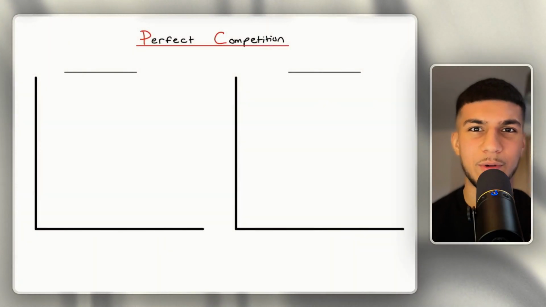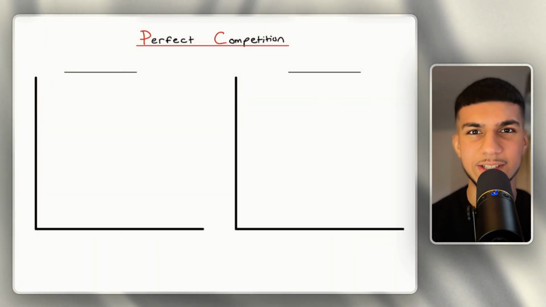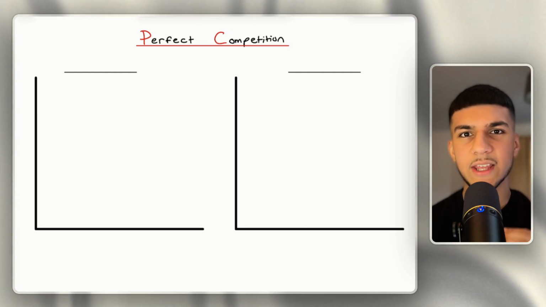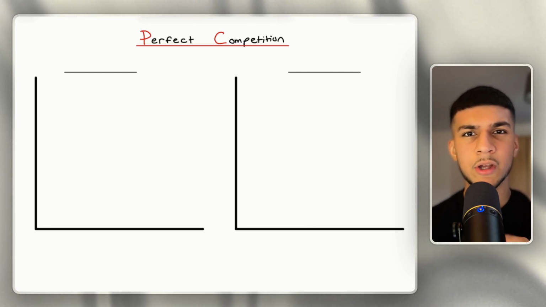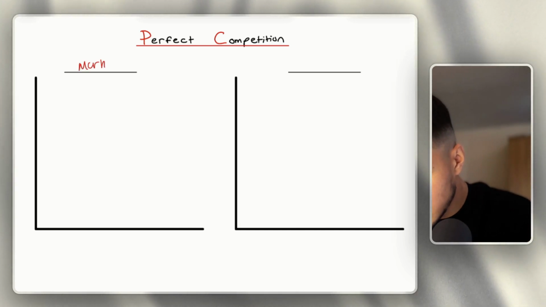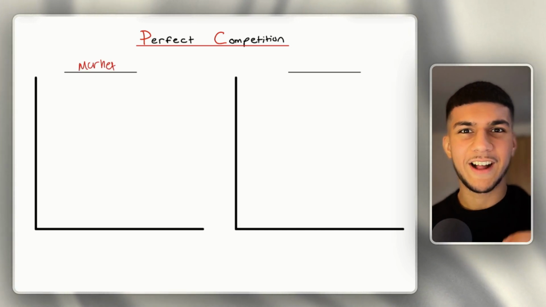Perfectly competitive markets diagram, let's jump right into it. Okay, so for perfectly competitive markets, even before labeling your diagram, the first thing you need to remember is that there are two diagrams. The first one is the market diagram, excuse my handwriting, and the second one is the firm.